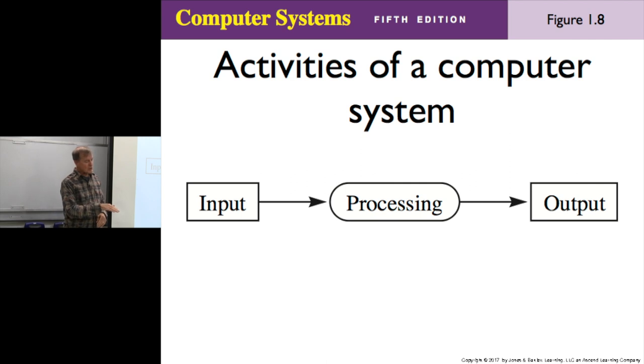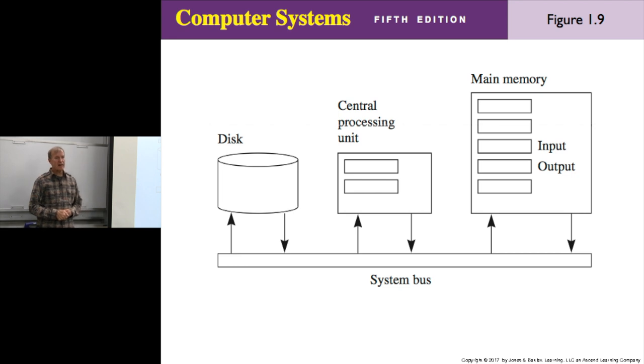And so we're going to see this idea that all computation is done with input, processing, and output over and over again as we go along. And here in figure 1.9 is going to be our conceptual model of how every computer system works. Now check this out, you guys. There are three parts to a computer system, okay? There's the disk, there's the central processing unit, and there's main memory.